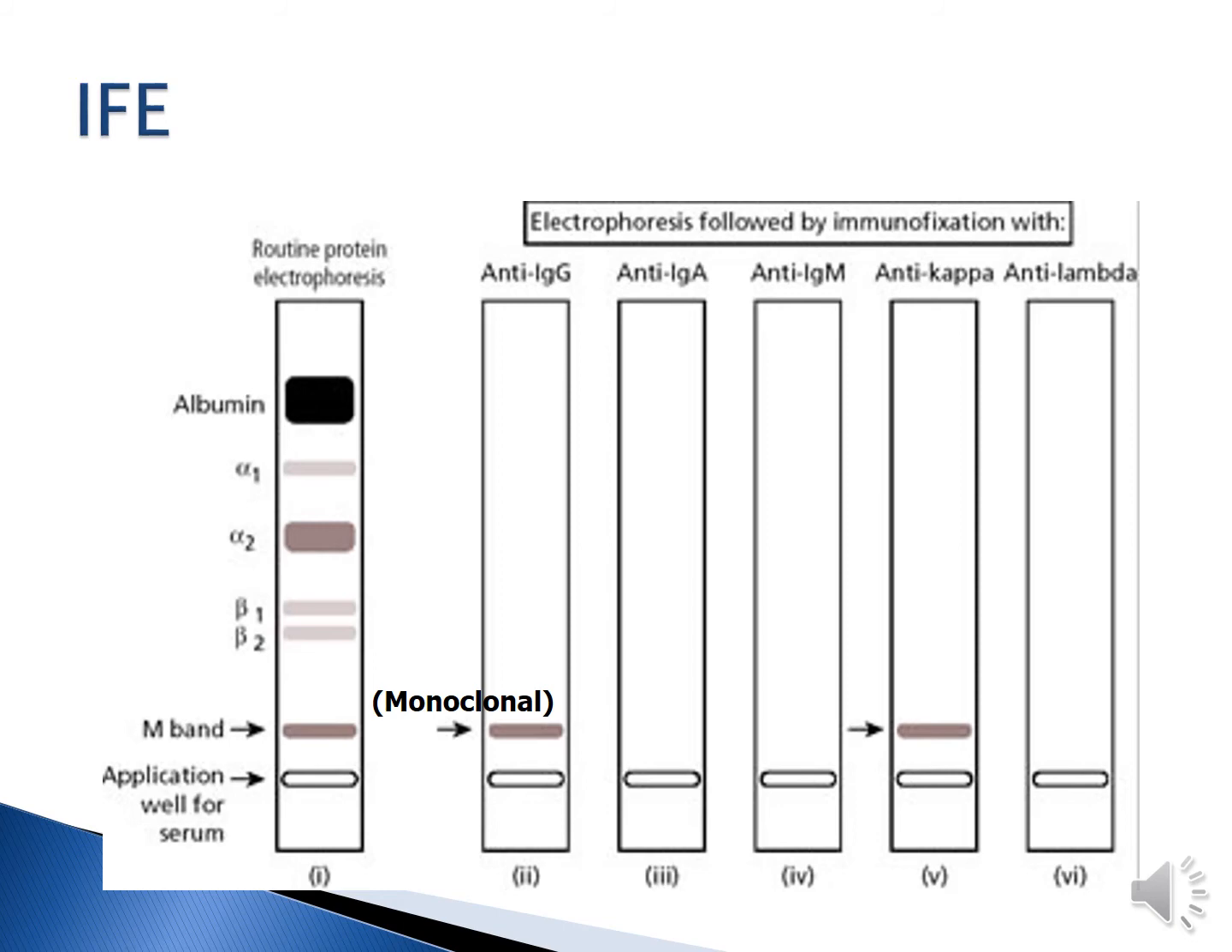So when we electrophorese our patient out, we typically will test for IgG, IgA, and IgM. And we'll also test for our light chains, kappa and lambda. Alright, so in this particular example, we have anti-IgG and anti-kappa. So we have a monoclonal IgG and kappa light chain disease.